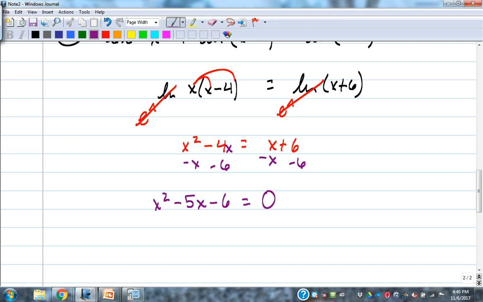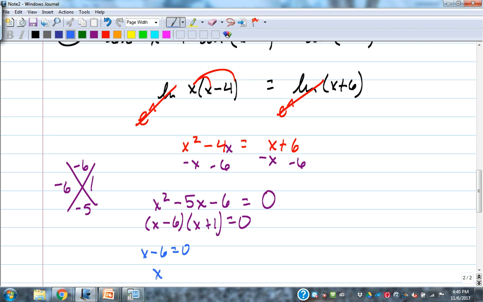This one does factor. Multiply to be negative 6, add to be negative 5: negative 6 and 1. So x minus 6 and x plus 1, and then set each of those equal to 0. x equals 6 and x equals negative 1. You would think you're going to throw out the negative 1. You're not sure, but just check it to make sure.